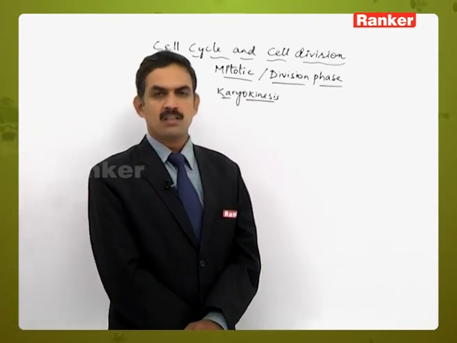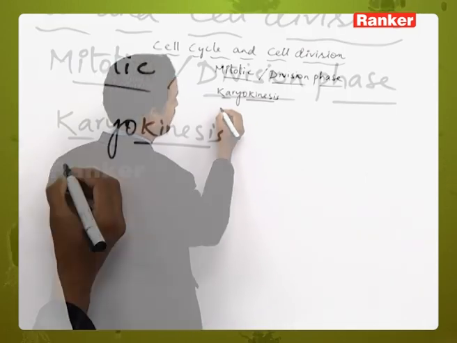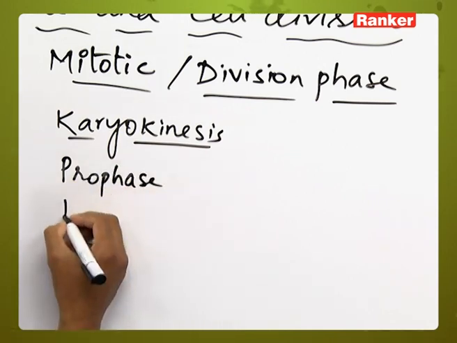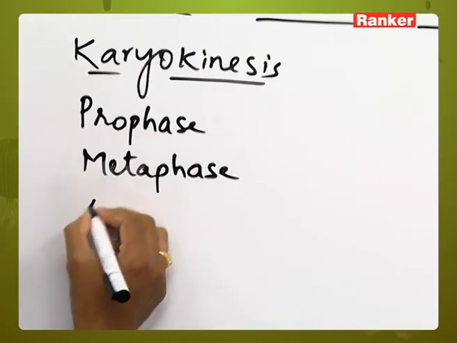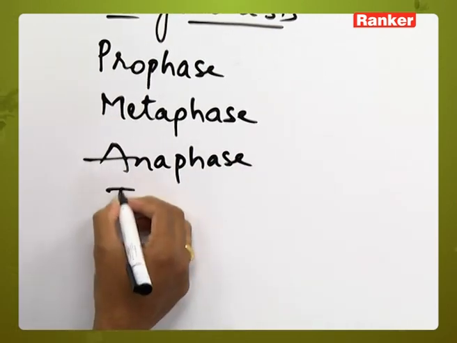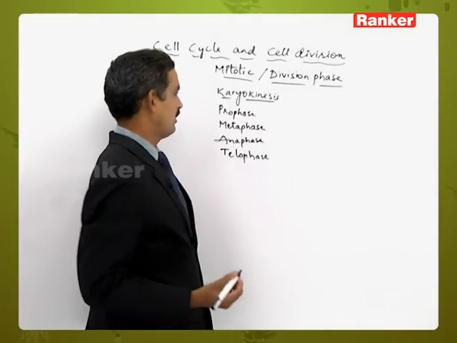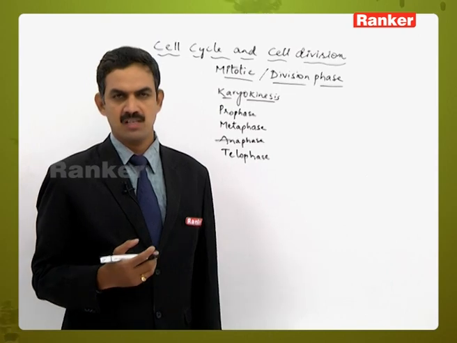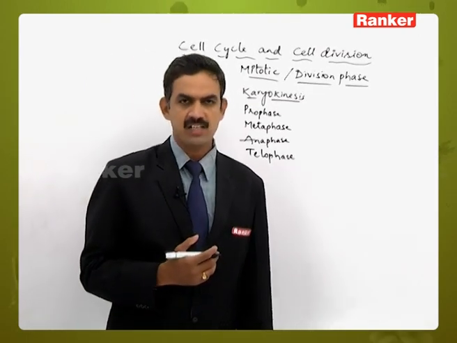And for convenience, the entire process of karyokinesis was divided into prophase, metaphase, anaphase and telophase. Further small changes can be observed in each of the substages. So let us discuss the process starting with the first stage, that is prophase.